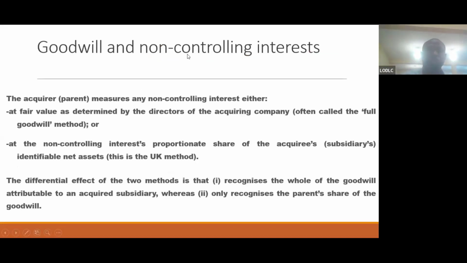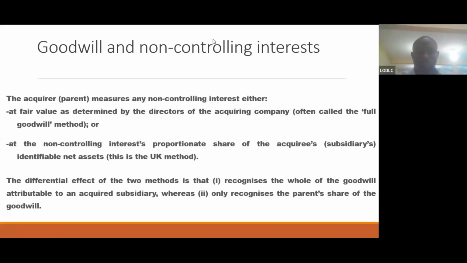So then let's talk about goodwill and non-controlling interest. We've discussed what goodwill is all about before. The acquirer, that is the parent company, measures any non-controlling interest either at fair value as determined by the directors of the acquiring company, often called the full goodwill method, or at a proportionate share method. You just look at the proportionate share of the subsidiary's identifiable net assets. This is the method that they normally use in the UK.